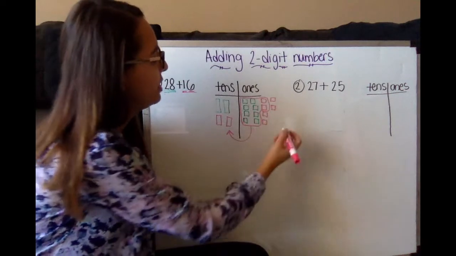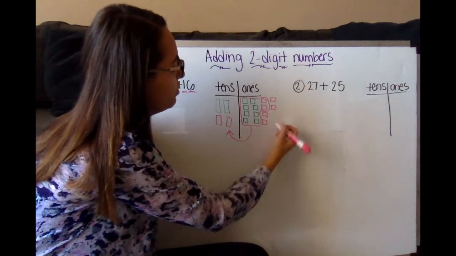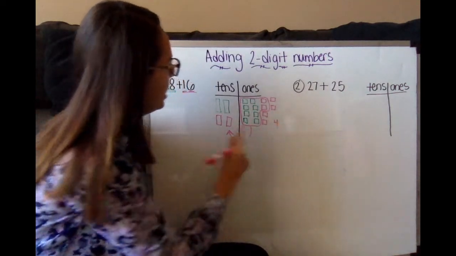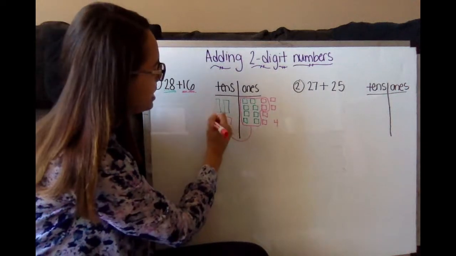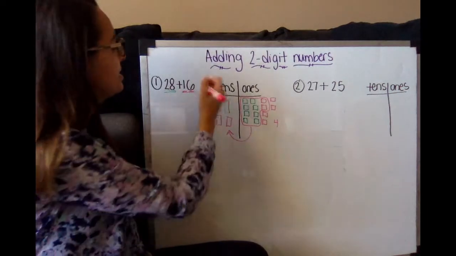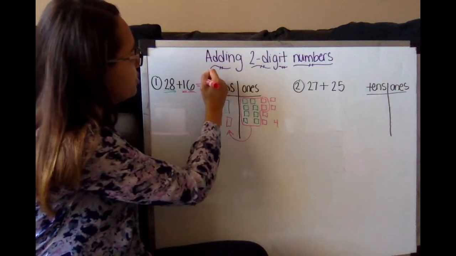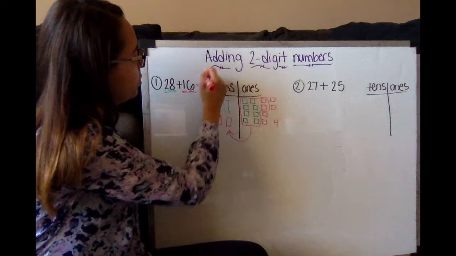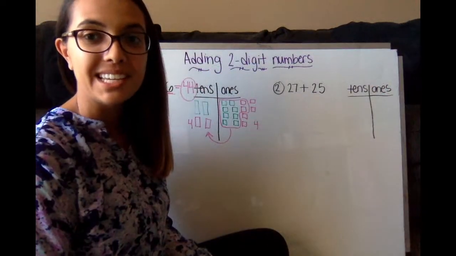Let's see how many I have left over. 1, 2, 3, 4. And I have 1, 2, 3, 4 tens. So the answer to 28 plus 16 equals 44. All right, let's practice with the second problem.